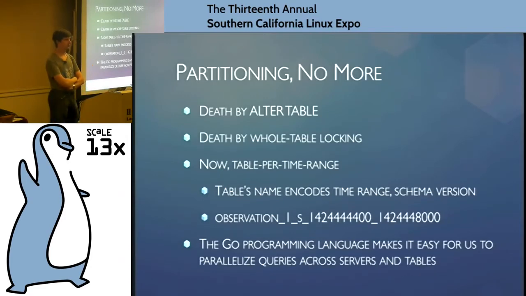So that's a big improvement. I wish we had done that from the beginning. I thought it was going to be a lot harder than it was, which is why we went with MySQL native partitioning in the beginning. Go really helped us here, and as we got more confident with Go, it became easier.